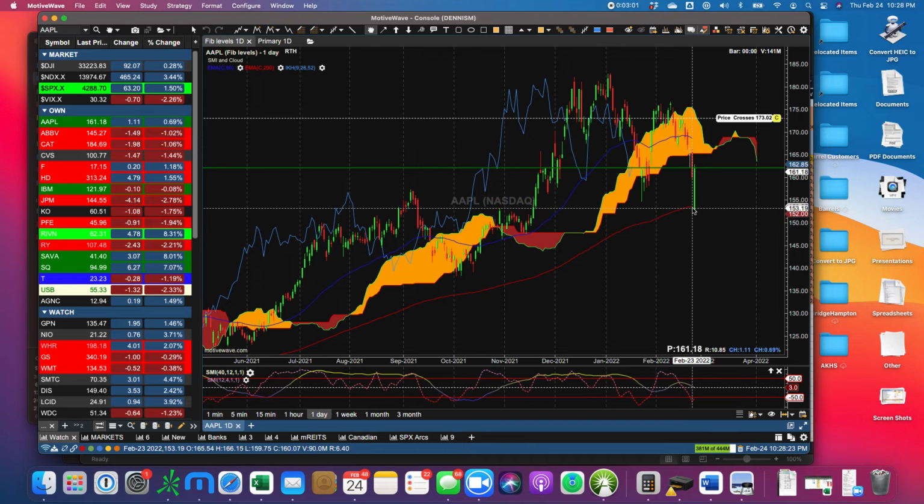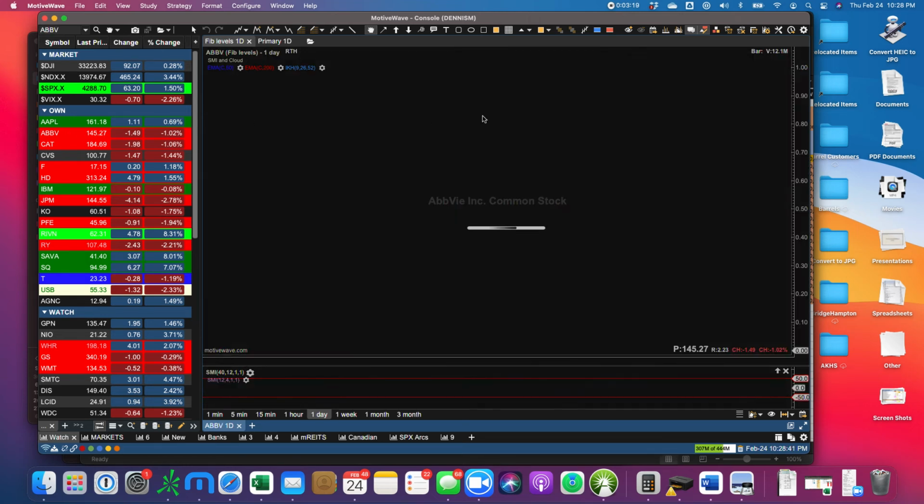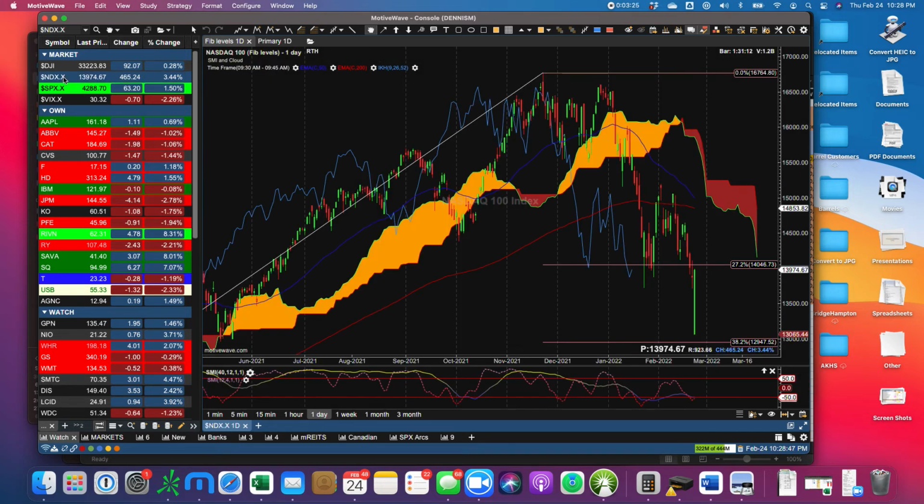Why? Because we bounced off of the 200-day moving average. And the stochastics show that we're due for a bounce in the short term, but the longer term shows still some possibility of downtrend for Apple. Abbott has always been very strong. Seems we're going to have a tough time getting some stocks. Let's go back to the Nasdaq.